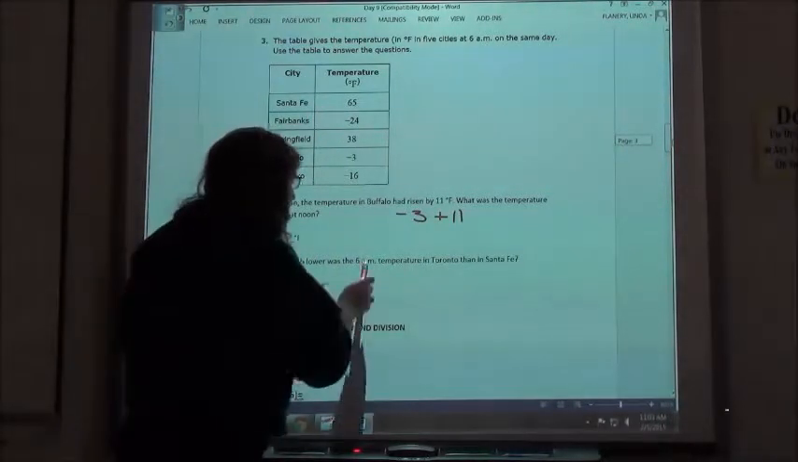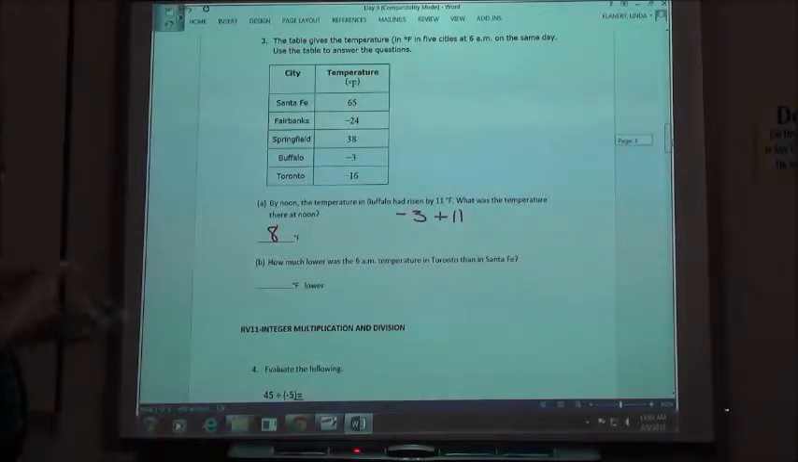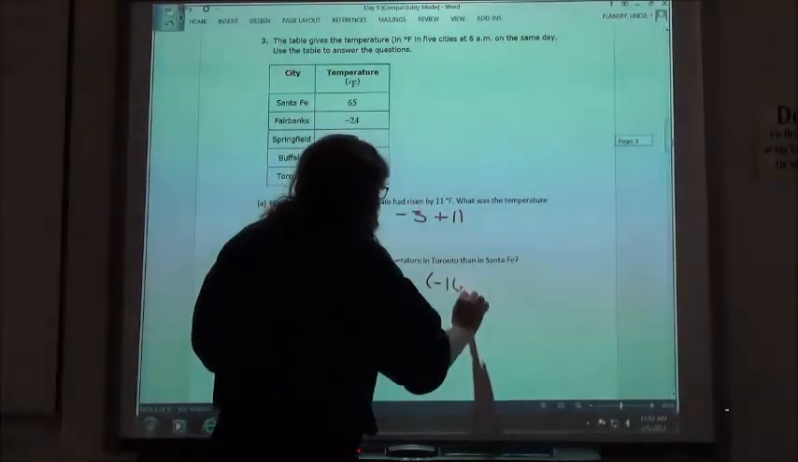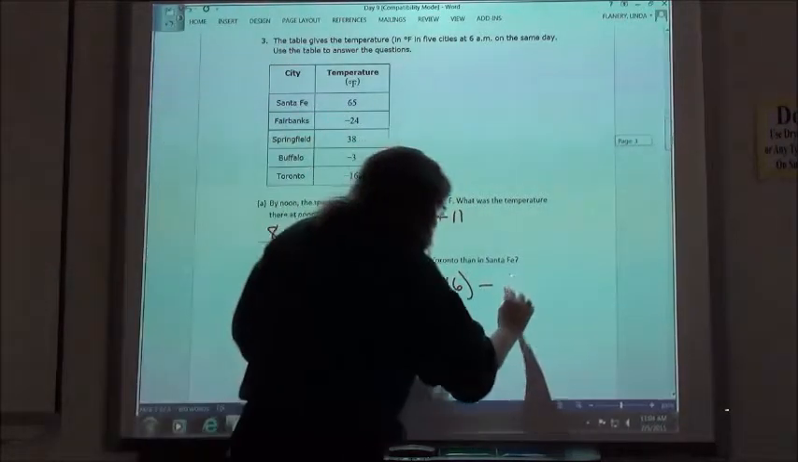How much lower was the 6 a.m. temperature in Toronto than in Santa Fe? I'm finding the difference between my two temperatures. I'm going to subtract. Toronto was at negative 16. I'm going to subtract Santa Fe's, which was at 65.